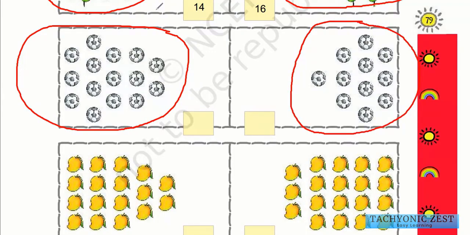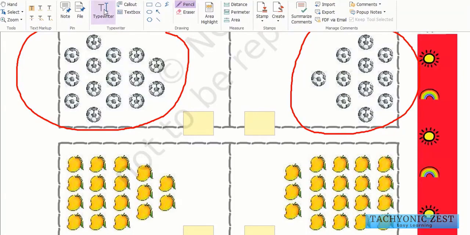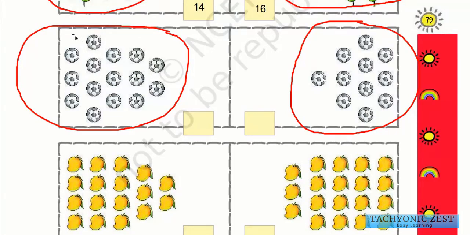Now we will count and see in each group how many objects are there. So first we will start with this group. So now 1 2 3 4 5 6 7 8 9 10 11 12 13 14 15. So there are total 15 footballs here. So we will write 15 here.